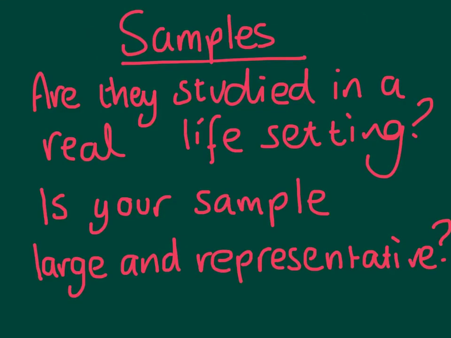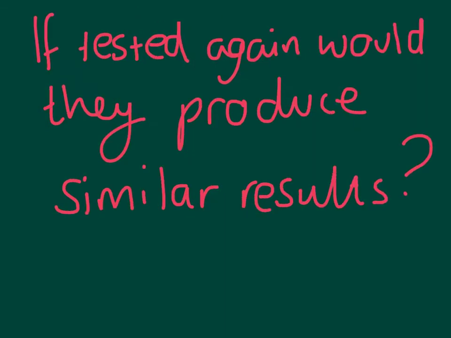First of all, we're going to look at some questions in relation to reliability and validity that could be applied to your samples or your participants. The first one is to think about your sample or your participants and ask yourself, are these participants being studied in a real life setting? Is your sample a large sample and or a representative sample? And if you tested these participants again, would they produce similar results? So there are three questions that you could ask yourself when you're considering reliability and validity, if you're thinking about participants.